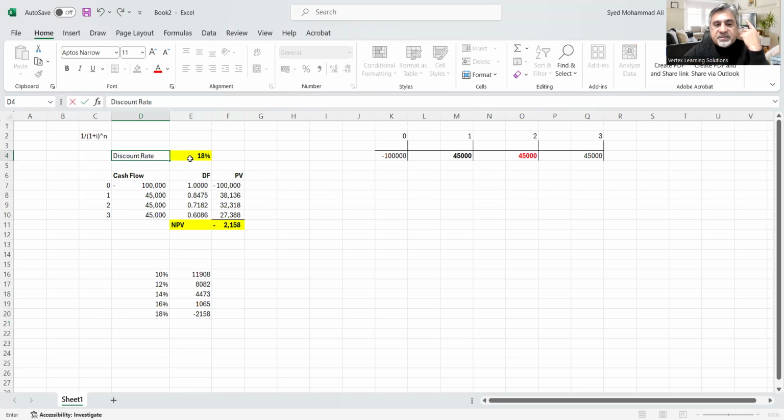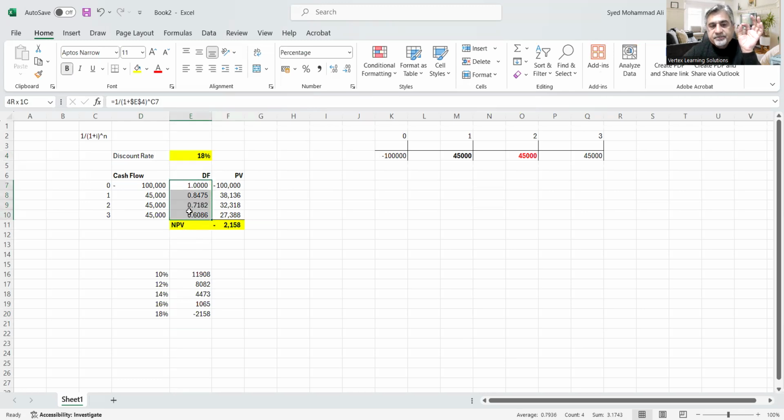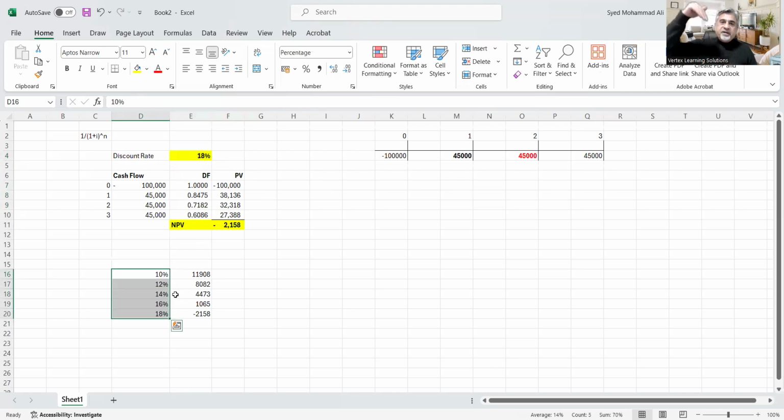Discount rate is 18%. Discount factor is different. These are the discount factors. This is the discount rate. So as the discount rates increase, the NPV decreases. NPV and discount rate move in the opposite direction. Discount rate increases, NPV decreases, and it continues to decrease until a point where it becomes negative.